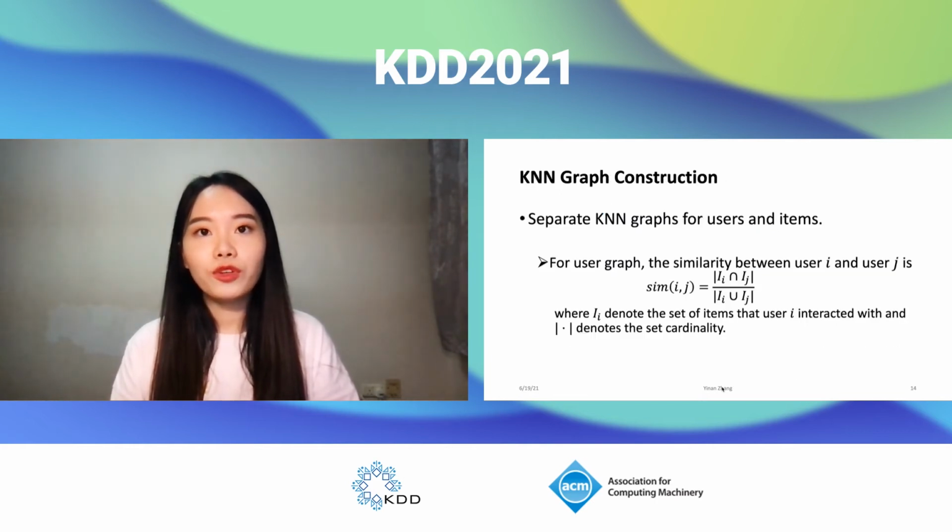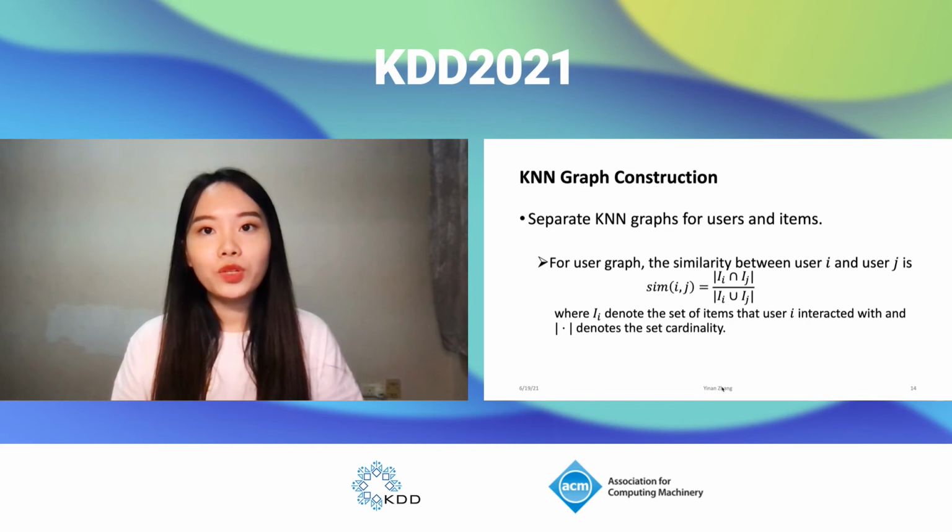We have shown you how to find the embeddings when the graph is given. Now we show you how to generate the KNN graph. We construct two separate similarity graphs, respectively for users and items. We define the similarity between two users as the Jaccard index.